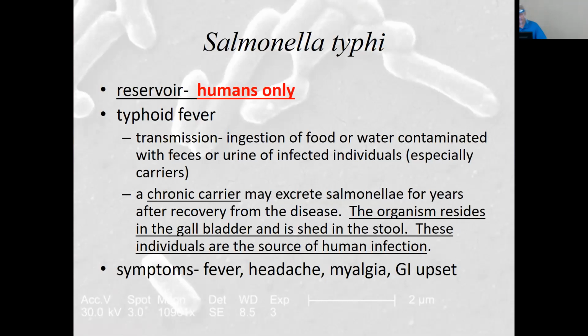Chronic carrier. You may have a human as a chronic carrier of salmonella for years. Organism resides in their gallbladder. That means it's going to be shed in their stool, and they can be a source of infection ongoing over and over again. So we have a great story about Typhoid Mary. You can look that up.